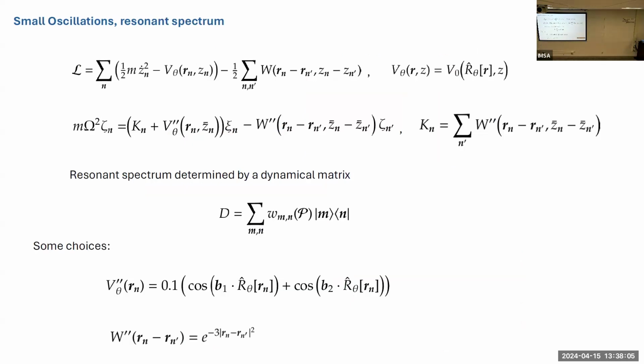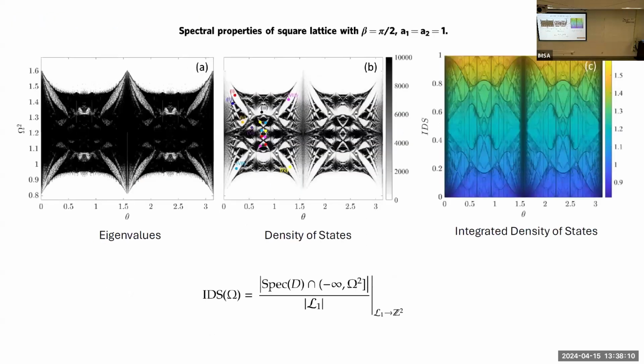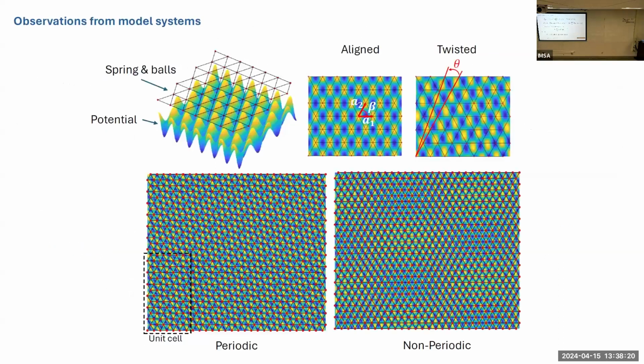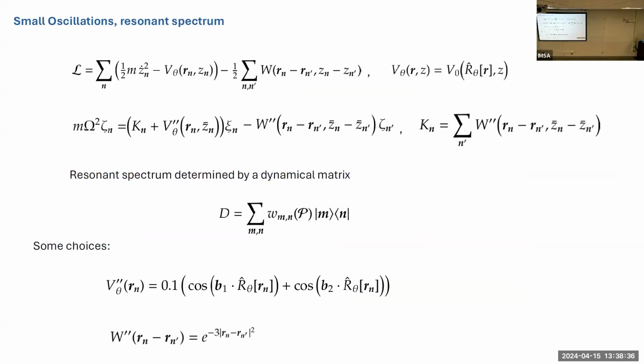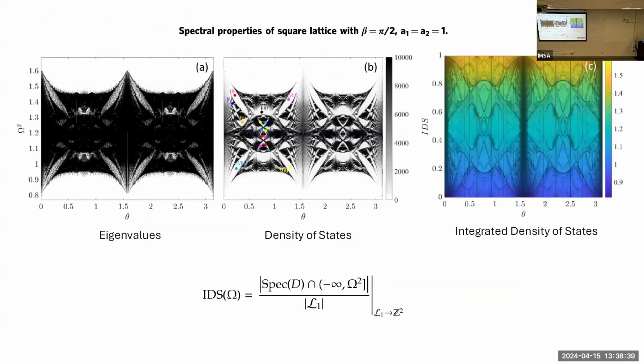And here are some choices for which I will show some numerics. I had some parameters here, A1 and A2 and beta. Yes, you allow damping in the equation? So no damping here. So all these eigenvalues will be real and nice. And so here is that beta, A1 and A2.